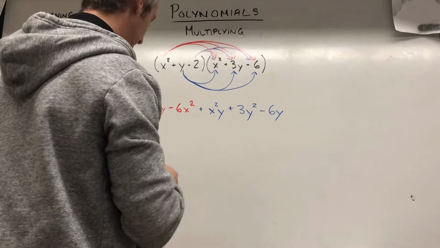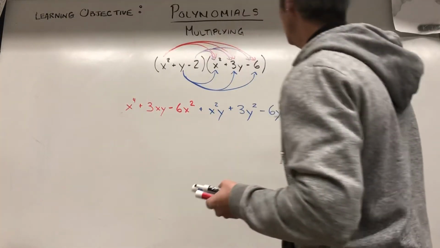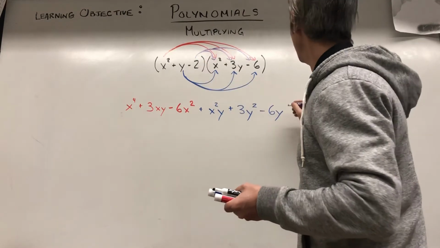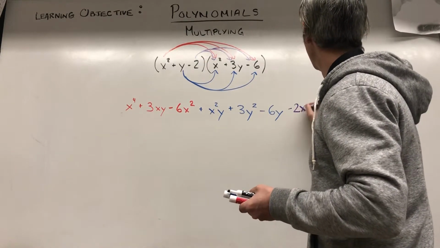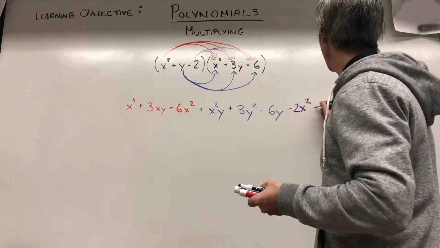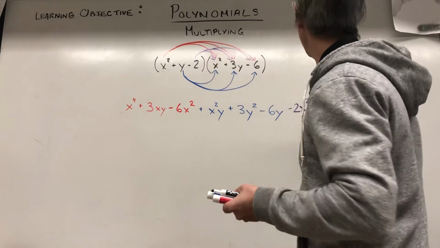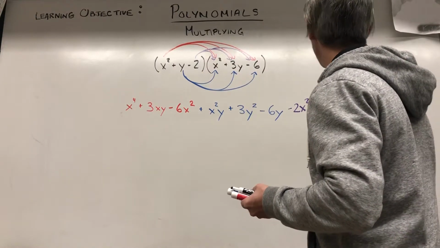And then let's do the purple. And I've got negative 2 times x squared, so negative 2x squared. And then negative 2 times 3y is negative 6y. And then negative 2 times negative 6 is plus 12.